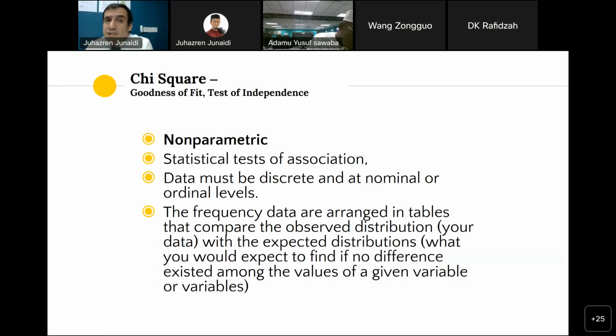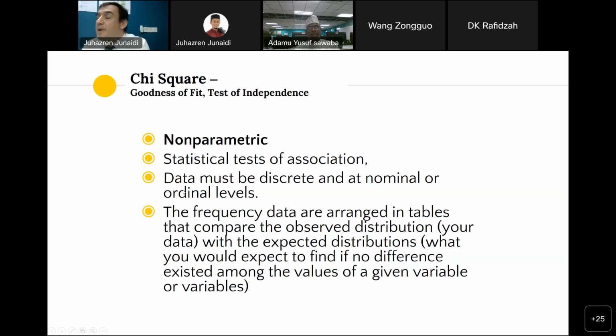In terms of chi-square, sometimes we also call it chi-square. I like chi-square better because it reminds me of chai, which is tea in Turkish. Chi-square, and we have 2 types of tests here, the goodness of fit and the test of independence.